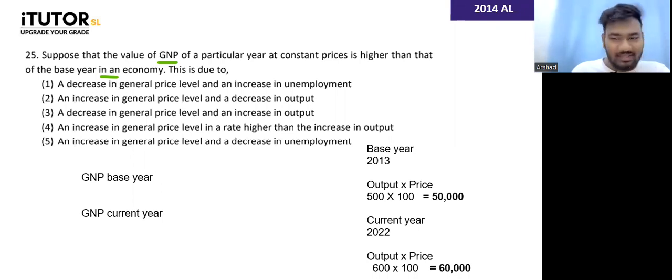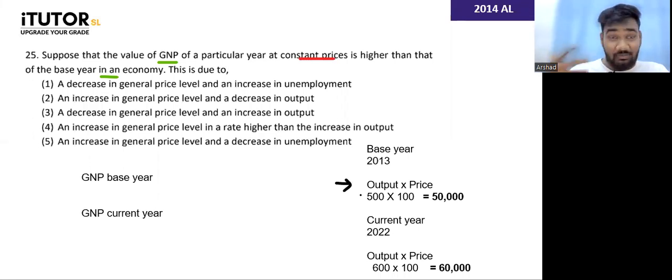Just think, guys, take some time and think. For this case, you all need to know the basics: what is GDP, what is GNP, what is base year, what is constant price, what is current price. Those all come from your theory. So they are saying the value of GNP at constant prices, which means the real GNP, is higher than the base year. Let's assume in the base year, the output was 500 units.